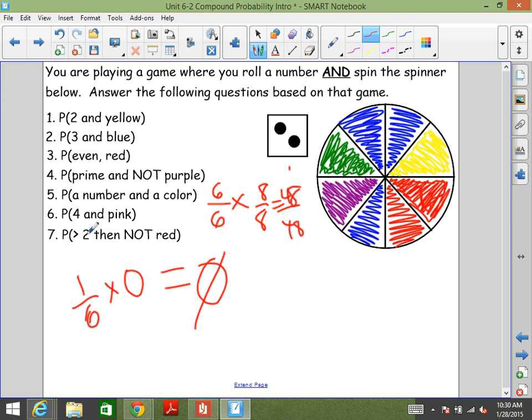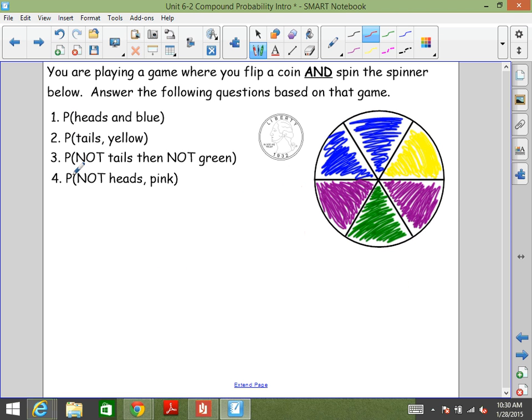A number greater than 2. How many numbers are greater than 2 on this number cube? So 4 out of 6, and then not red. 6 out of 8, which gives us 24 out of 48. What percent is that? 50%. All right, you're going to solve 1, 2, 3, and 4 on your paper at this time, and then we'll go over them together.